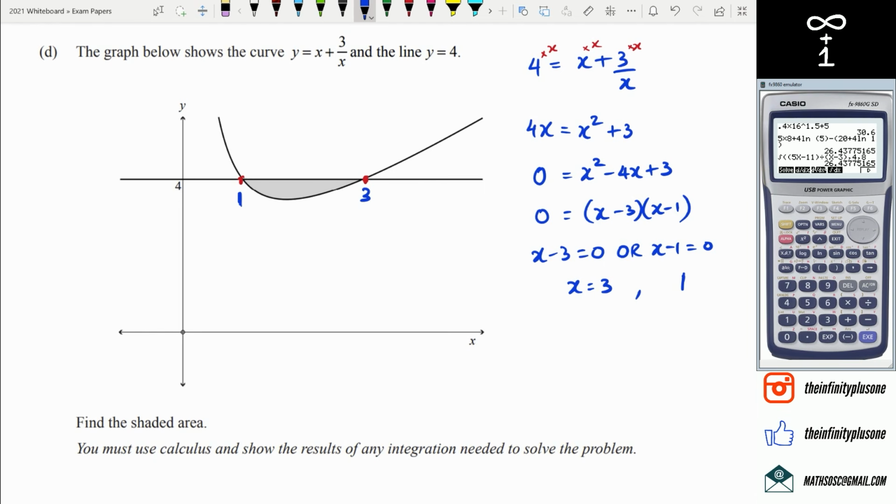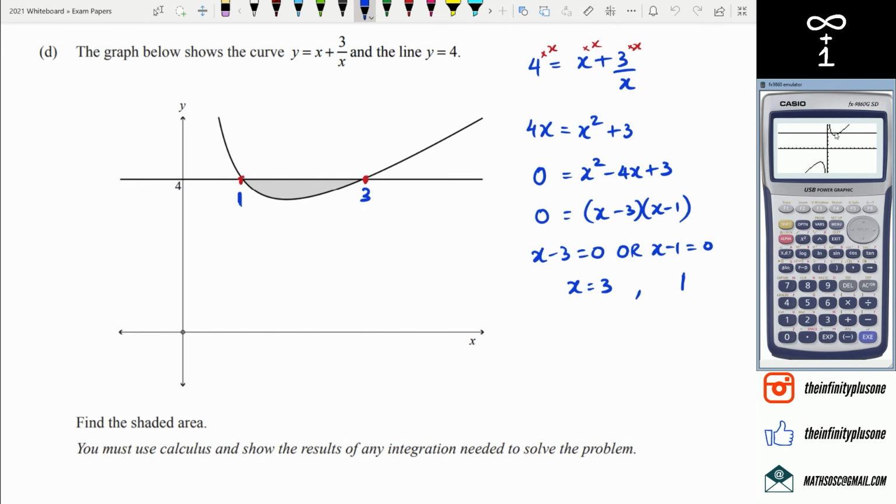So how could you have done this in the graphics calculator? I would have just gone straight into graph right there, chucking up 4, and the other one was x plus 3 divided by x. And I'm going to click on draw. Obviously, I cannot see it right now, so I just need to change my view. I'm just going to zoom out a little bit. Let's see. Okay, there you go.